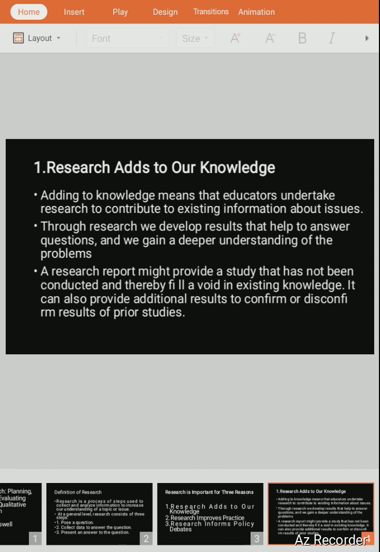Void means there is a gap in the existing knowledge, there is a gap in that problem that needs to be viewed. It can also provide additional results to confirm or disconfirm results of prior studies. It means that it can confirm the previous researches, like it can say that they were right. It can also disconfirm or negate the previous researches.